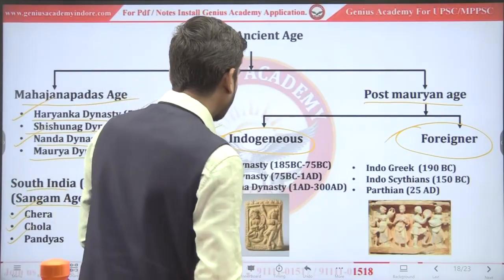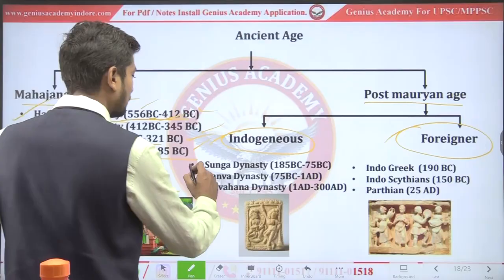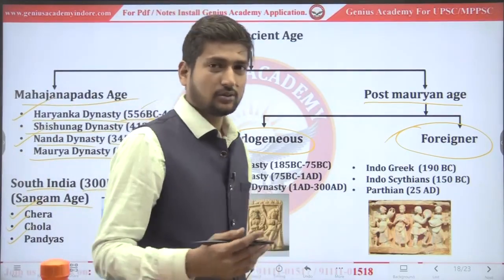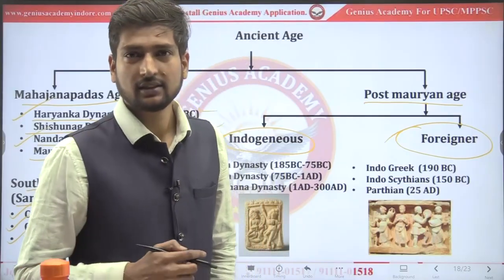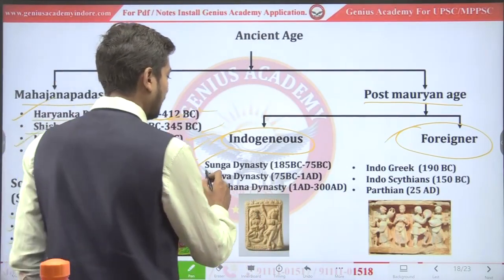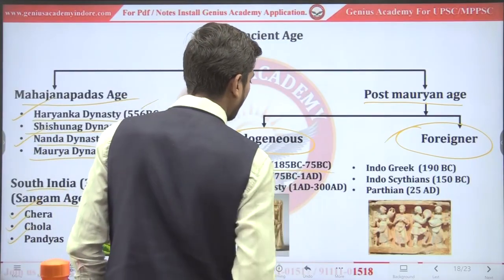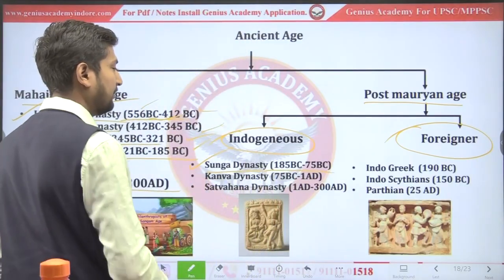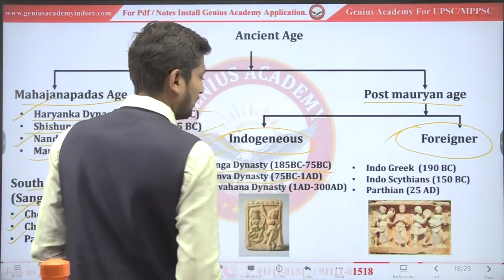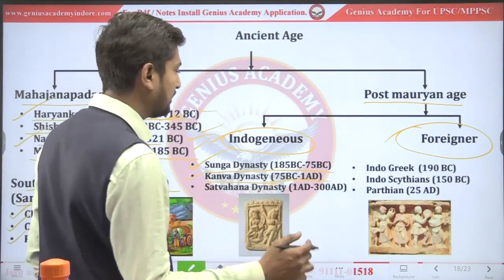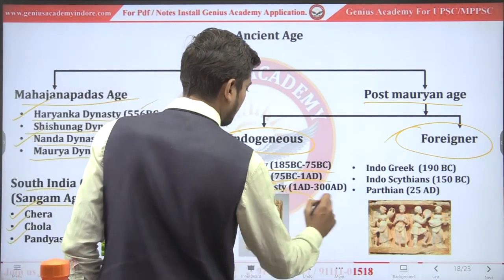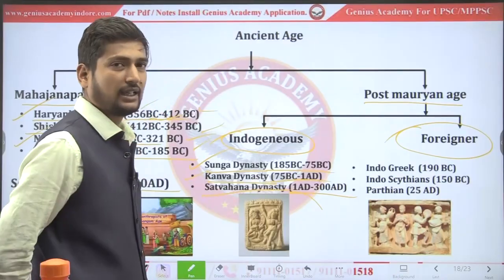Those dynasties which became independent are the Sunga dynasty. Pushyamitra Sunga killed Brihadratha and became the emperor. So he founded the Sunga dynasty, which ruled from 185 BC to 75 BC. After that, there is the Kanva dynasty, which ruled from 75 BC to 1 AD. After that, there is the Satavahana dynasty, which ruled from 1 AD to 300 AD.